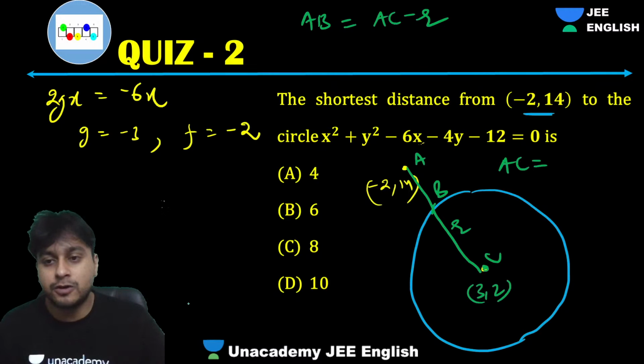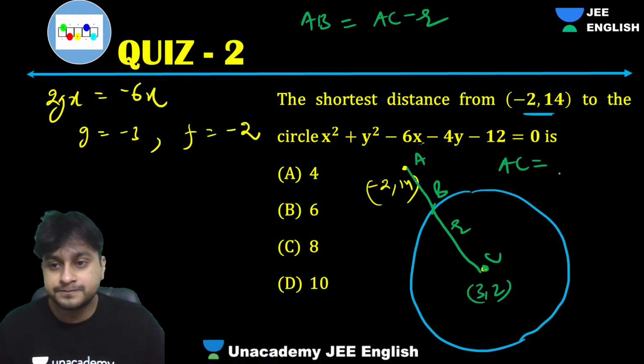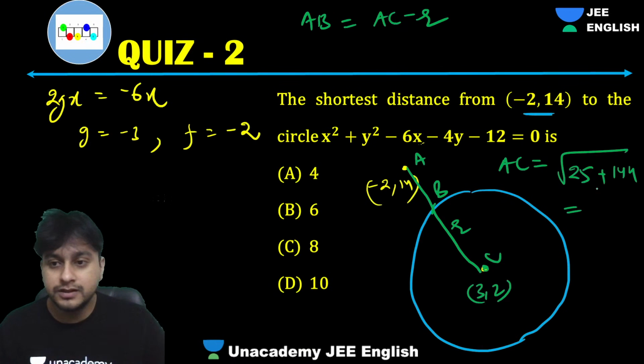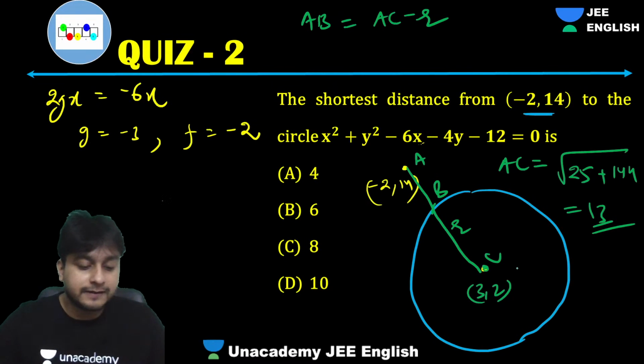That is just the distance formula. What do you get? Tell me. Root under 25 plus 14 minus 2 whole square, 144. I hope everyone knows this. And root of 169, that is 13. So we got AC as 13.